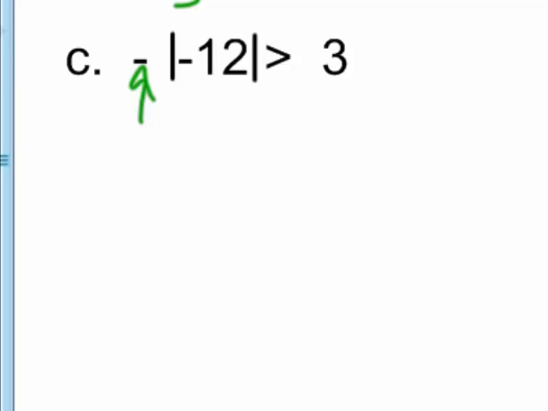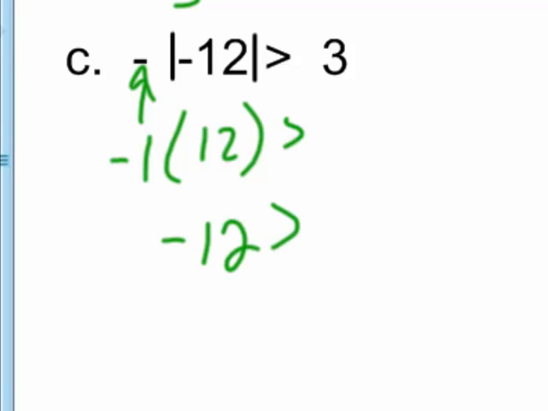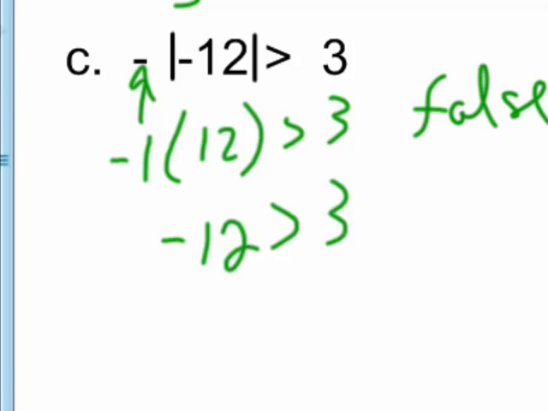And then the last one here. We have the negative here. It's a little tricky here. It really means -1. And the absolute value of -12 is 12. So it's really -1 times 12 greater than 3. So I have -12 is greater than 3. Is that true? No, that's false.